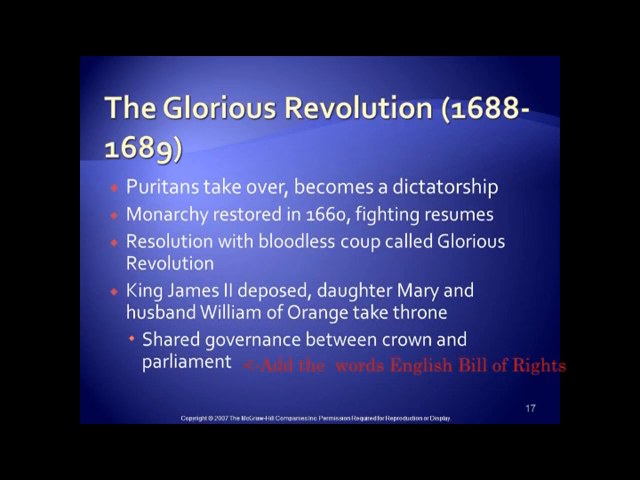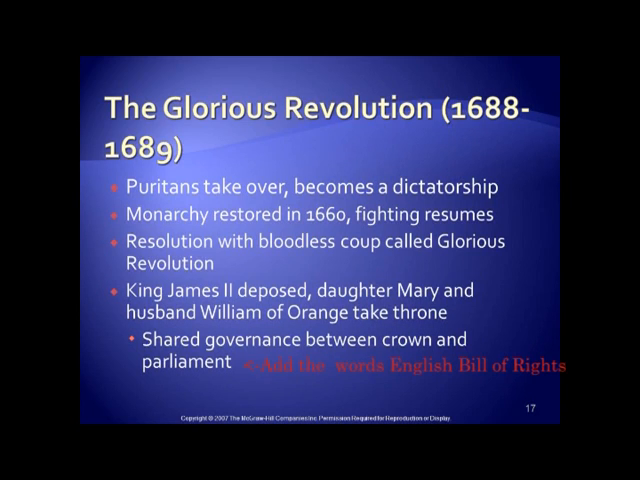So this is when we get to what's called the Glorious Revolution. And it's called glorious because it's going to bring the English Bill of Rights, which you should add to the slide, to England without any bloodshed.